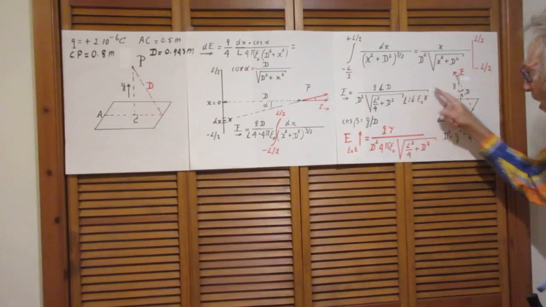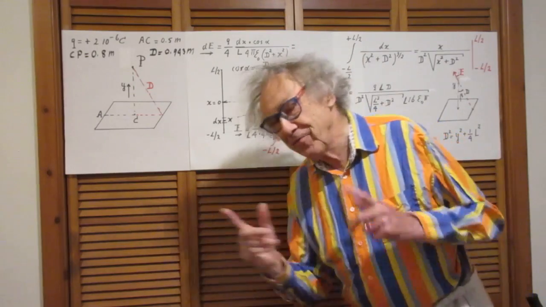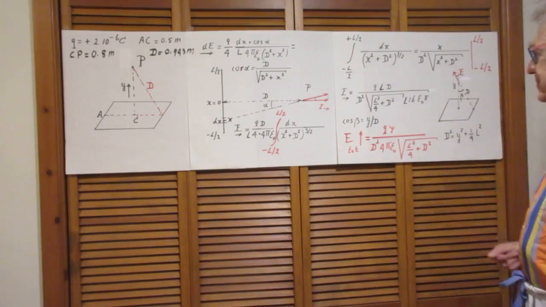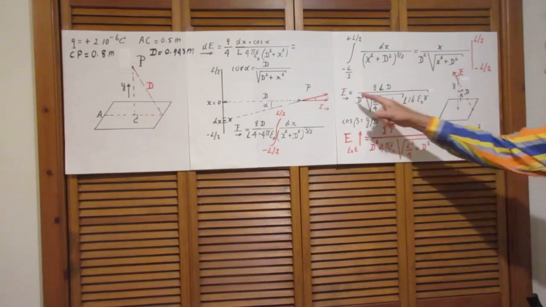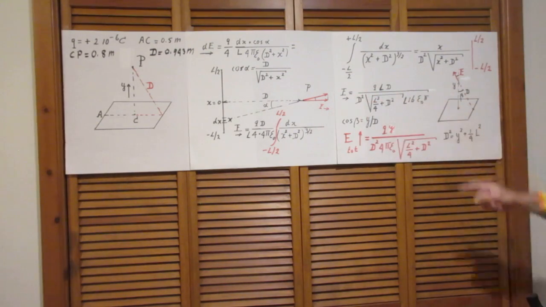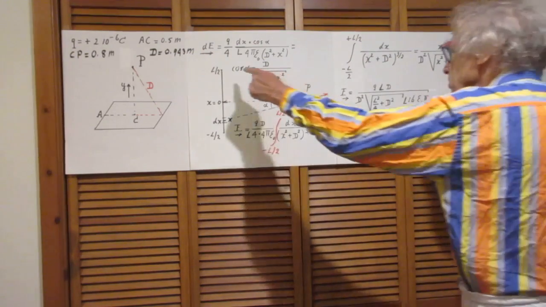Sorry that I wrote it down in a strange sequence, because when I solved it I forgot the pi, and so I put the pi at the end. So this now is the E vector in this direction due to this entire bar.